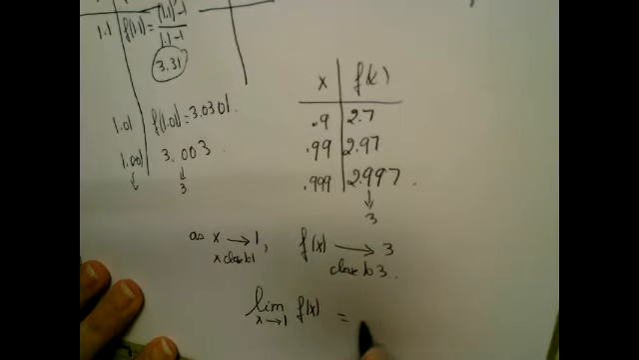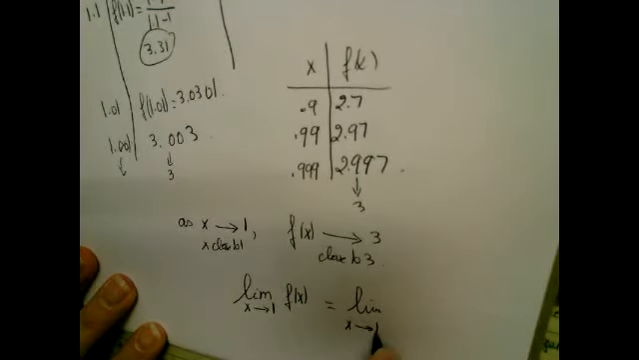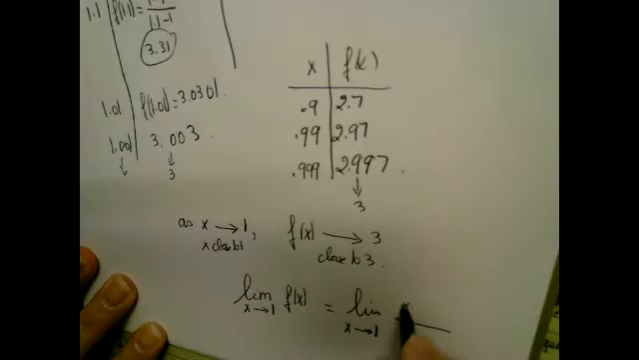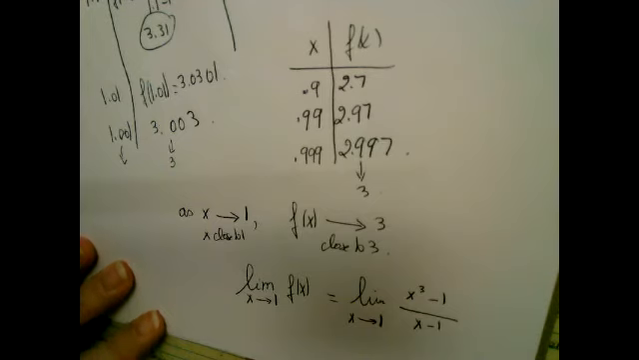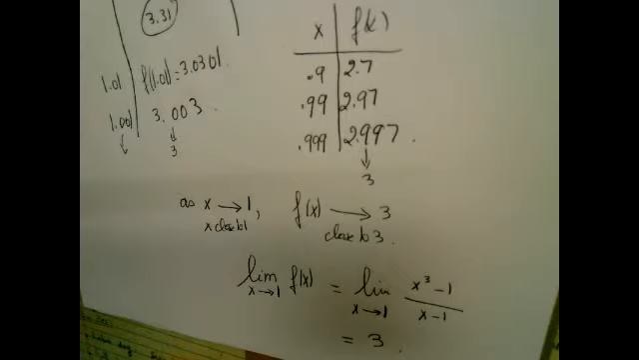or the limit, we write this the limit, lim, as x becomes close to 1, f of x is x to the power 3 minus 1 over x minus 1. When x becomes close to 1, this expression becomes close to 3. Okay, so what does it mean to say the limit of a function?